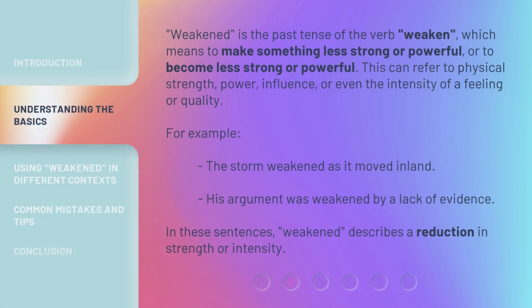Weakened is the past tense of the verb weaken, which means to make something less strong or powerful, or to become less strong or powerful. This can refer to physical strength, power, influence, or even the intensity of a feeling or quality. For example, the storm weakened as it moved inland. His argument was weakened by a lack of evidence. In these sentences, weakened describes a reduction in strength or intensity.